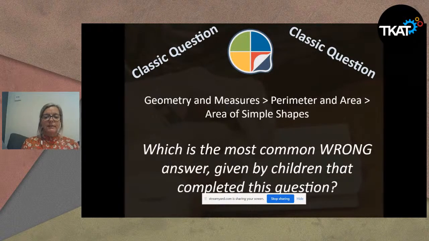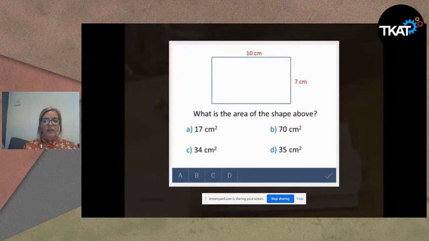So let's have a look at an area perimeter quiz where the teacher poses a question, and we're not just going to look at the question, we're going to look at the answers, and more importantly, have a look to see which is the most common wrong answer given by children that completed this question. So we have a basic area question here. What's the area of the shape above? And then let's look at our answers. So we have 17 centimetres squared, 70 centimetres squared, 34 centimetres squared, or 35 centimetres squared.